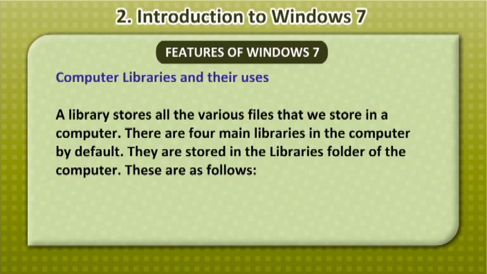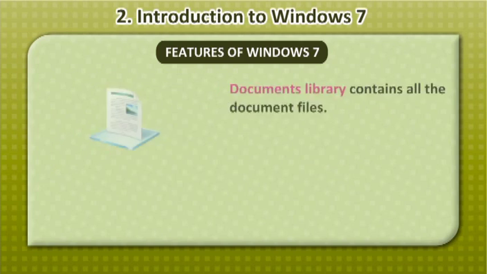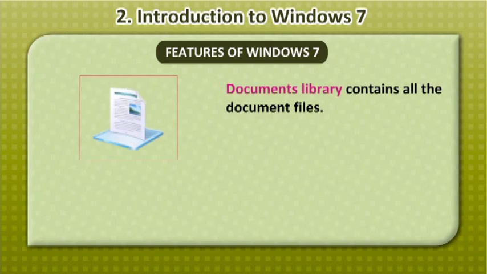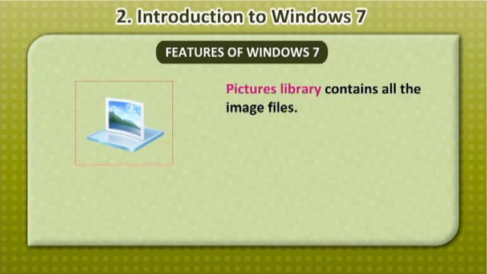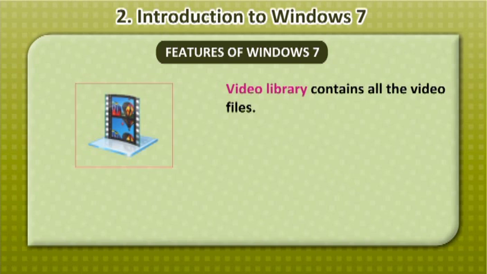Computer libraries and their uses. A library stores all the various files that we store in a computer. There are 4 main libraries in the computer by default. They are stored in the libraries folder of the computer. These are as follows. Documents library contains all the document files. Music library contains all the music files. Pictures library contains all the image files. Video library contains all the video files.